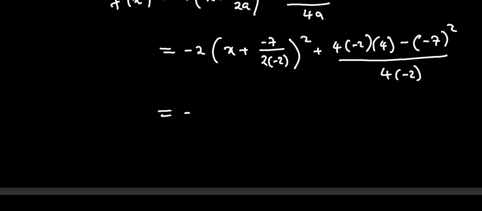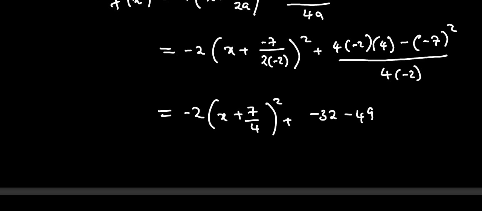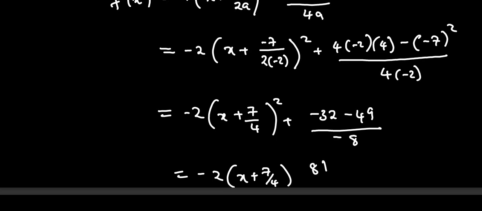Then this is equal to negative 2 times x plus 7 over 4, squared. The numerator will give us negative 32 minus 49, over negative 8. This will be negative 2 times x plus 7 over 4, then 81 over 8. So this is going to be a positive actually. Yeah, so this is what you get.